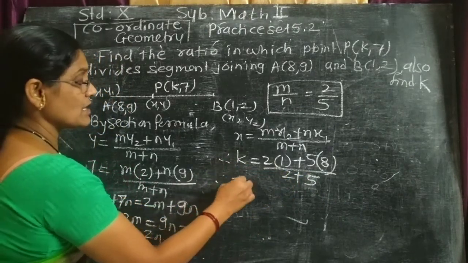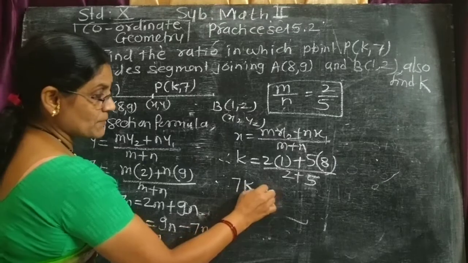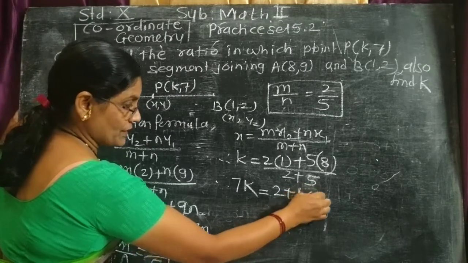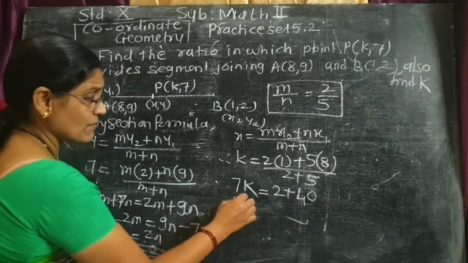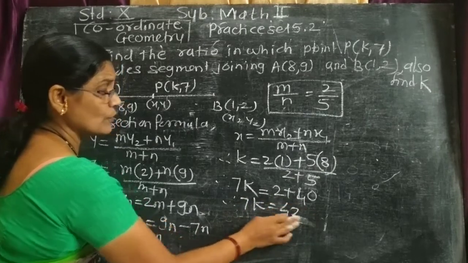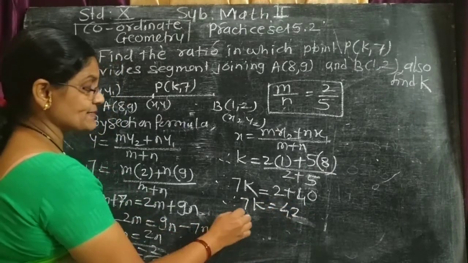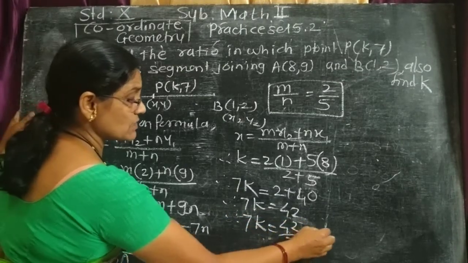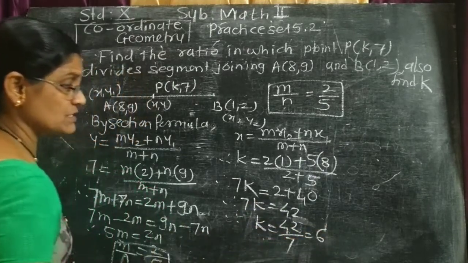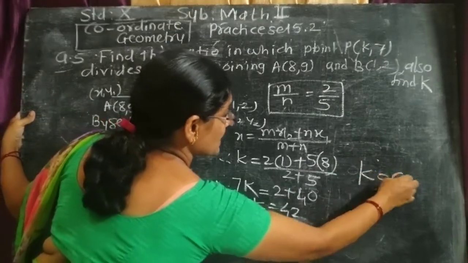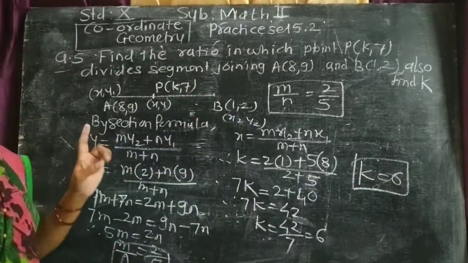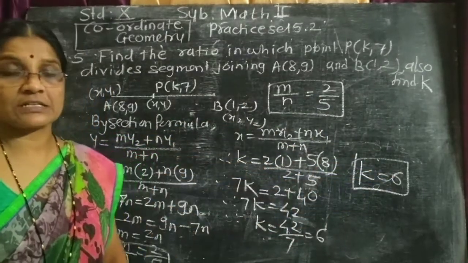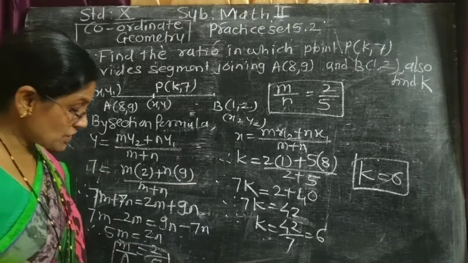Here we get 7k. Now simplify it: 2 ones are 2, plus 5 eights are 40. And that's why 7k is equal to 42. 7 transferred to the right side becomes division, 42 upon 7, that is equal to 6. So here we get the second answer, k is equal to 6. So the first answer is m:n equal to 2:5 and k is equal to 6. And in this way we solve question number 5.